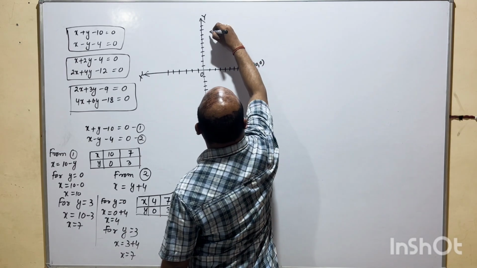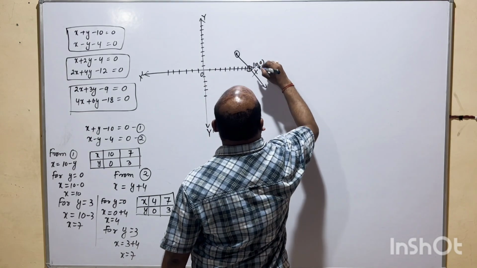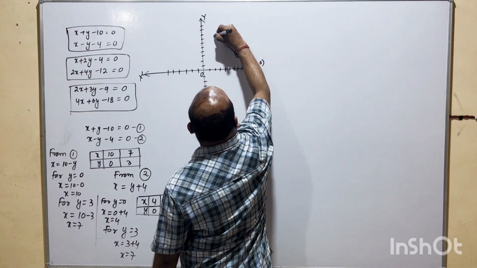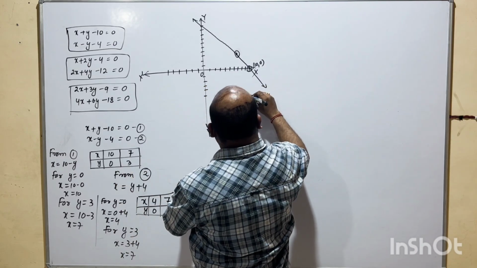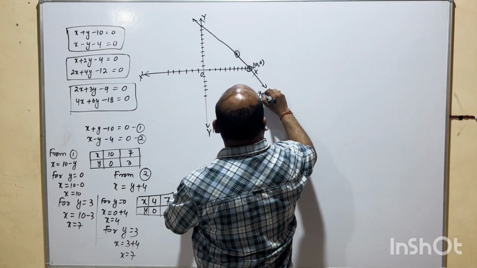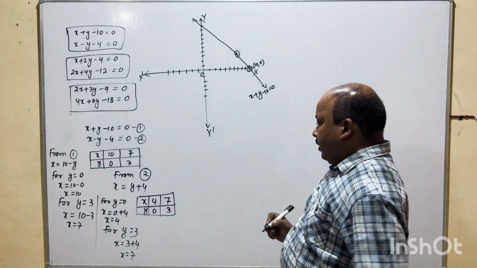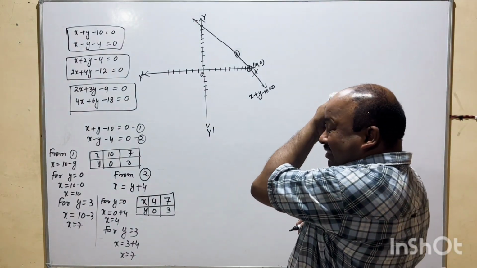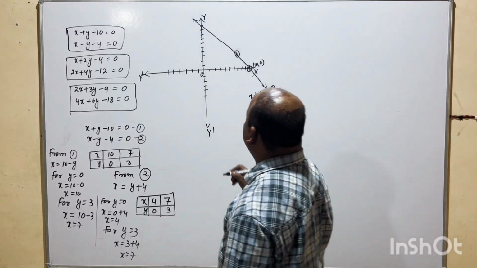Seven 3, and you just join it. I am just joining it. The name of this equation is x plus y minus 10 equal to 0. Okay, students? Now, next one is plot this point on this Cartesian plane, 4, 0.